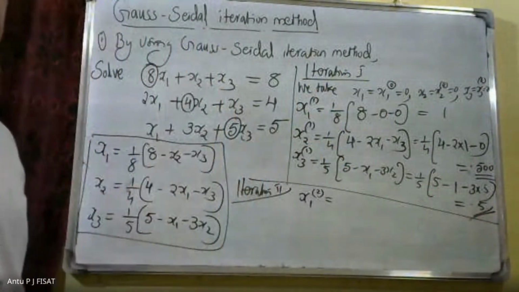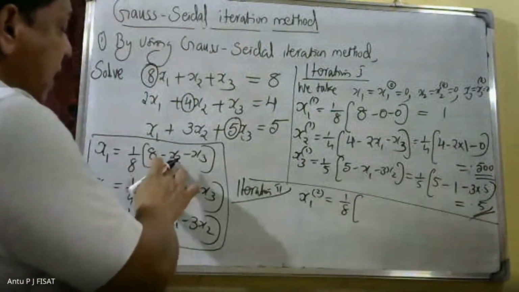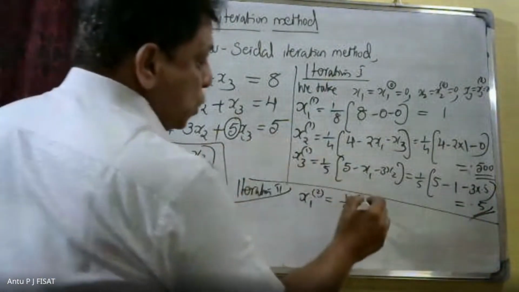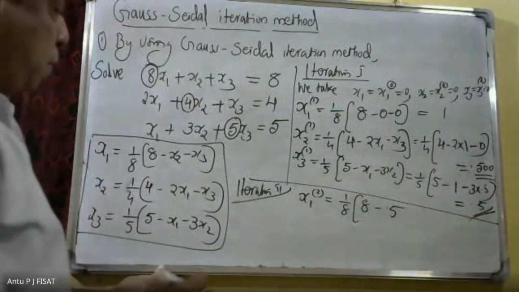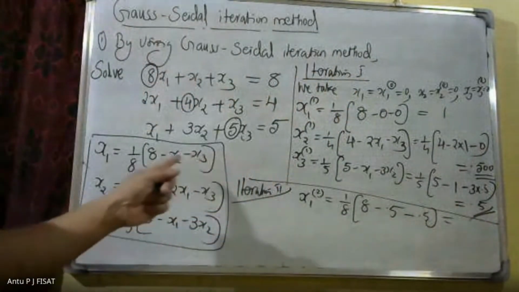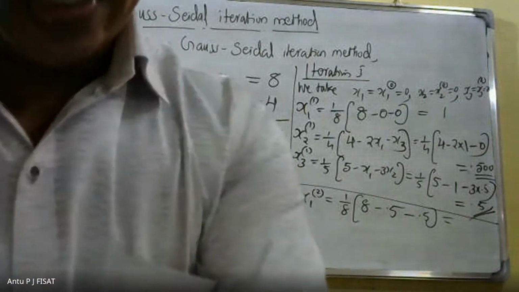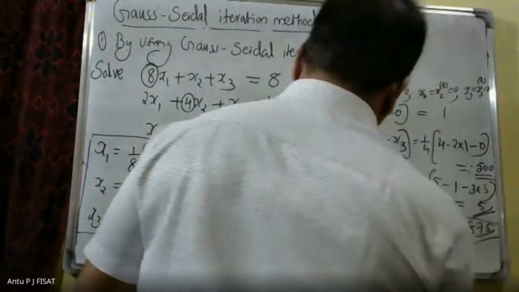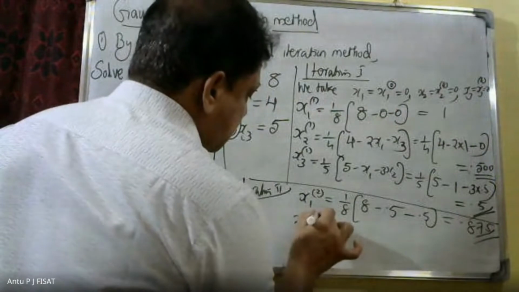To calculate x1 raised to 2, our formula is 1/8 (8 - x2 - x3). Here we substitute the value of x2 as 0.5 and x3 as 0.5, the updated values. Therefore, 8 - 0.5 - 0.5, simplifying, you will get the answer 0.875. Then calculate x2 raised to 2.